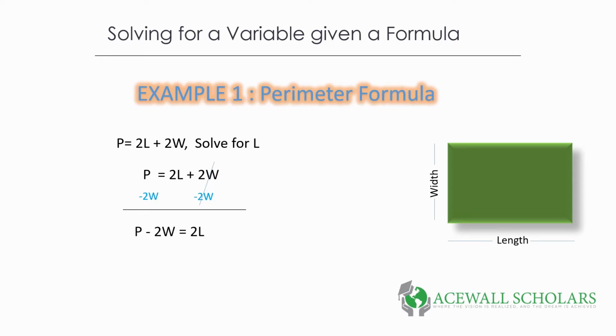Now, is L by itself yet? No, it's not. We still have that 2 multiplied by it. So we're going to divide by 2 on both sides. Our 2's will cancel out, and we're left with L equals P minus 2W divided by 2. Or we could say P minus 2W divided by 2 is equal to L. All right, let's go to our example 2.